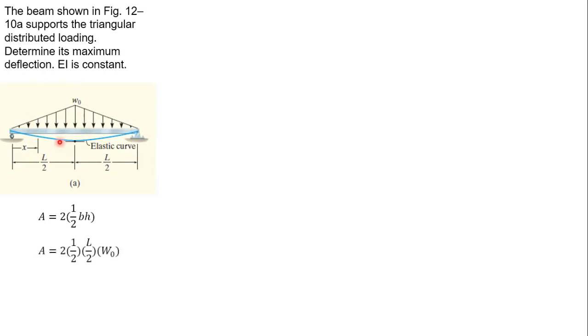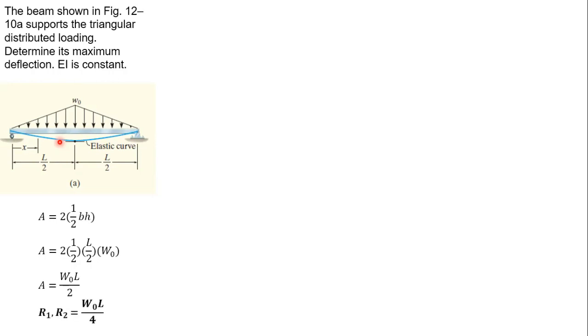So next, substitute natin yung mga given. Where yung base natin is L over 2. And then yung height natin is W sub 0. So A is equals to 2 times 1/2 times L over 2 times W sub 0. So makukuha natin na yung area is equals to W0L over 2.